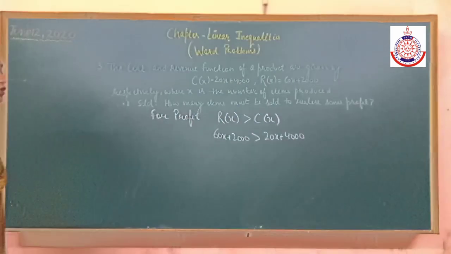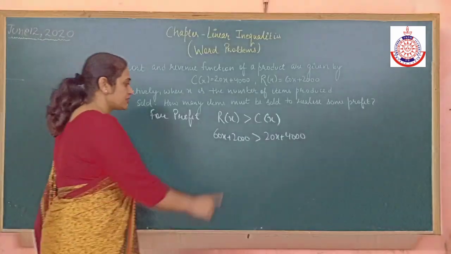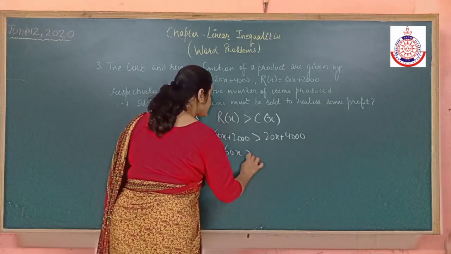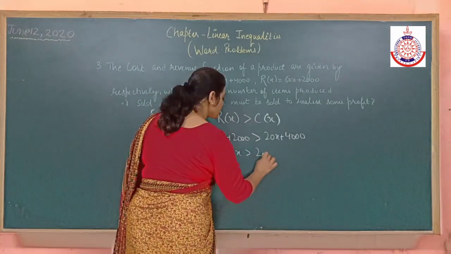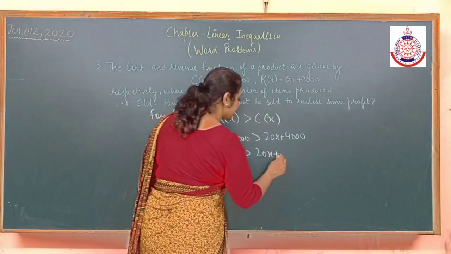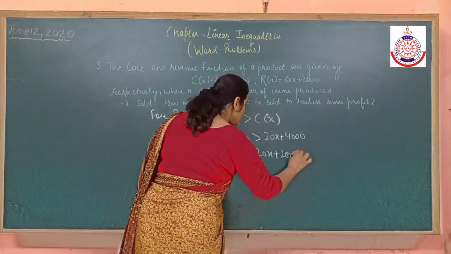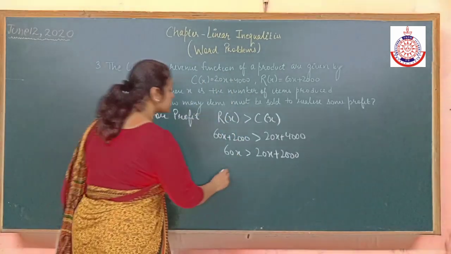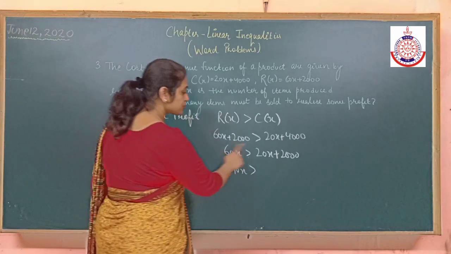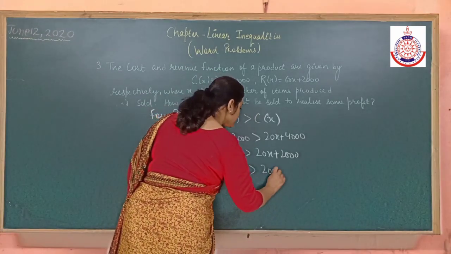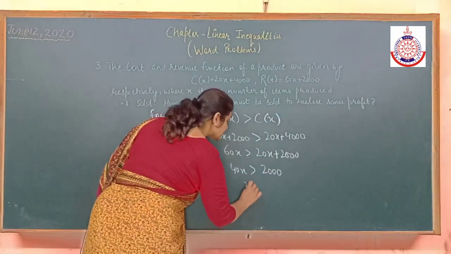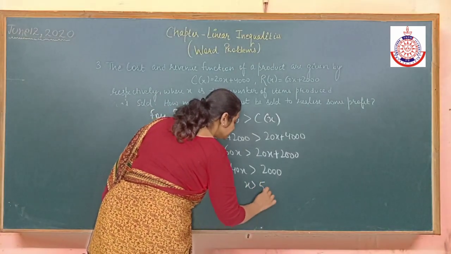Alright. So first of all I will remove this constant. So subtracting this 2000 from both the sides. So I get 2000 cancelled from here. 4000 minus 2000, 2000. Now I'll bring 20x this side. So subtracting 20x from both the sides. Alright. Dividing both the sides by 40.